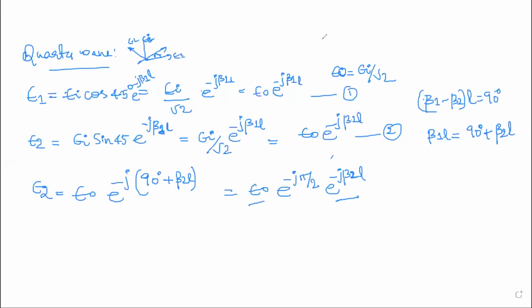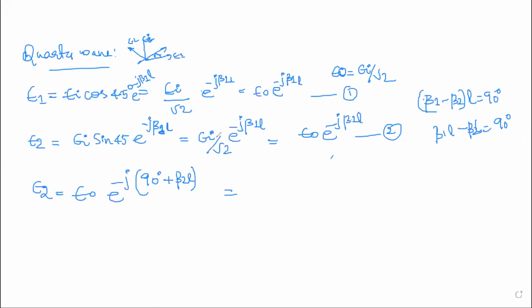Just a minute, I made a mistake. I have to write it in terms of beta 2. So here, give the equation in terms of beta 2. So here, beta 1L minus beta 2L is equal to 90 degree.